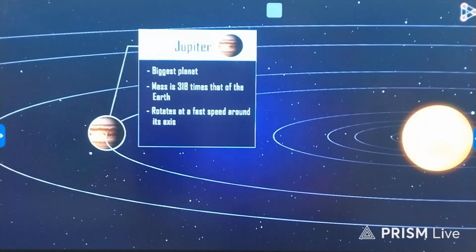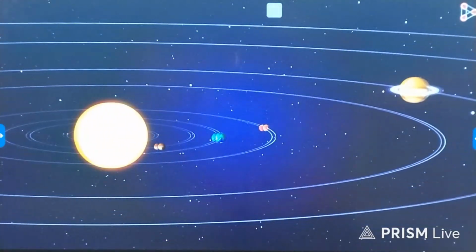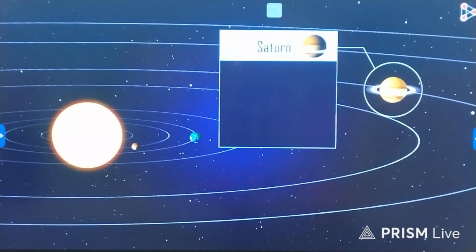And now we come to the most interesting point. Jupiter is said to have the largest amount of satellites. If you want to observe it, you can easily see it in the night sky with its moons due to its brightness. The sixth one is Saturn.